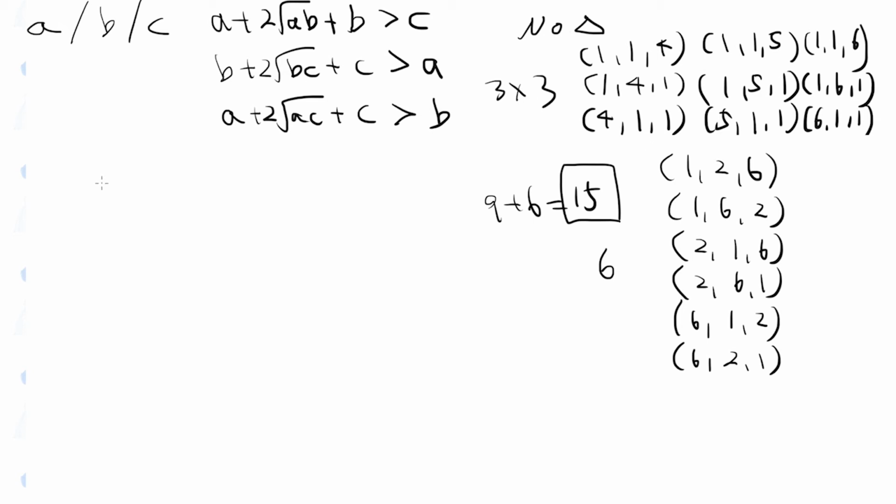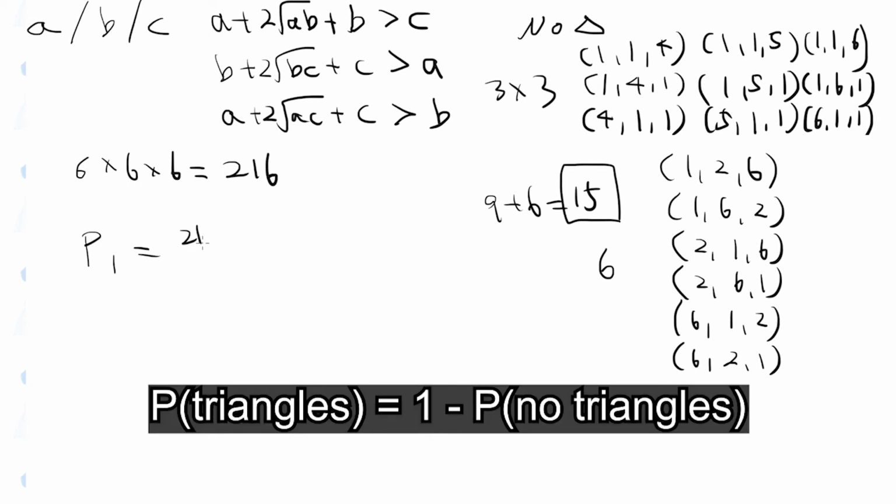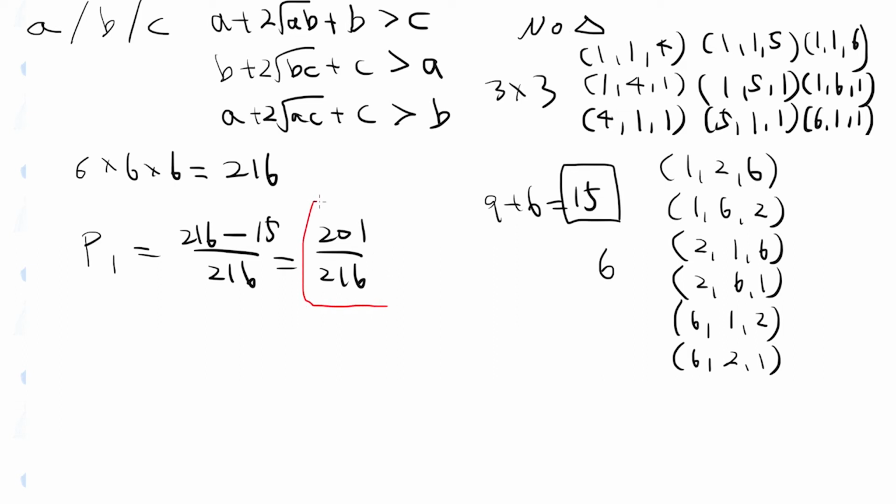And let's consider the denominator of the probability, 216. So P1 is 201 over 216. And this is the answer.